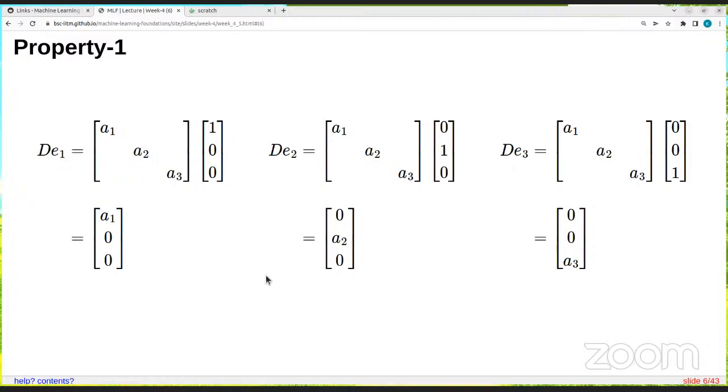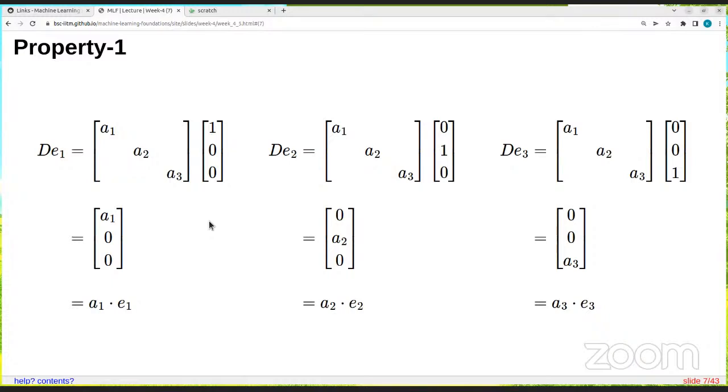A linear combination of e1, e2, and e3. Can you tell me what should come here? a1 e1, then for the second one it will be a2 e2, and for the third one it will be a3 e3, right? So far so good. What can you infer from the slide?